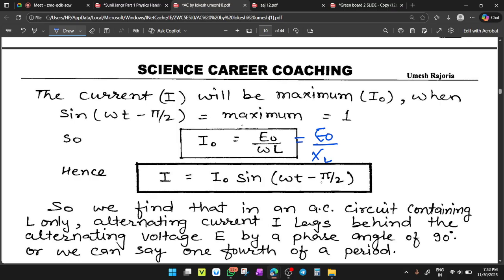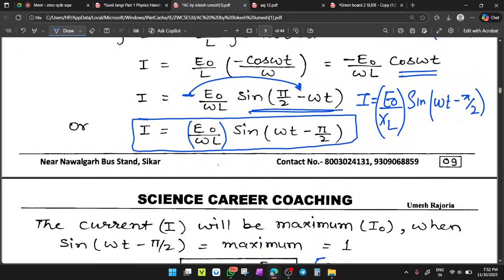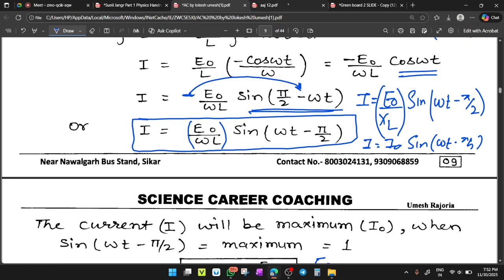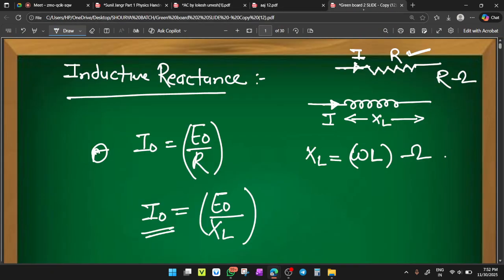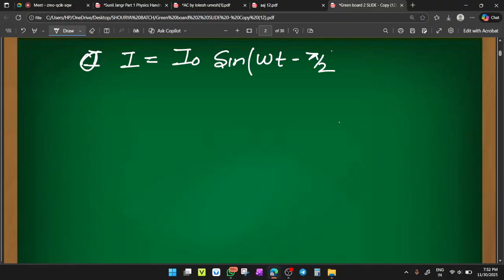It is equal to I naught. So your final derivation will become I equals I naught sine omega t minus pi by 2. Clear? So you have got your equation for the alternating current, or current response in an AC circuit. The time varying current here is I equals I naught sine omega t minus pi by 2. Clear or not?